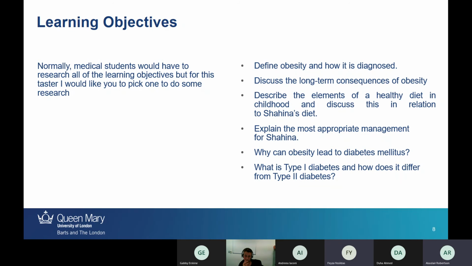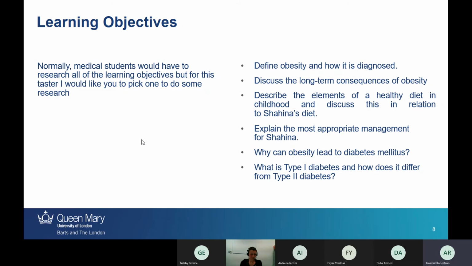Fantastic. The long-term consequences of obesity that I found were stroke, diabetes, hypertension, heart disease, digestive disorders, and sleep disorders. I think sleep disorders might be the case with Shahina, who has trouble breathing when she's sleeping. Brilliant. Yes. Excellent. They're all long-term consequences of obesity. Absolutely. So yeah, that's perfect.